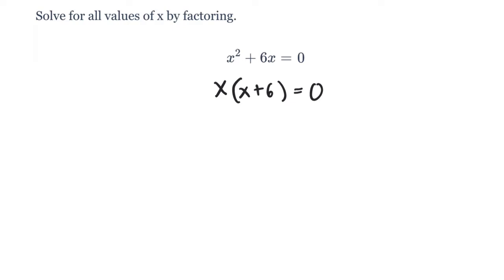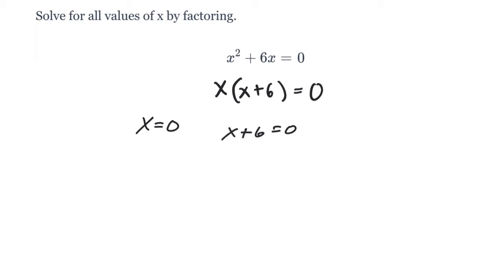That's completely factored now. I do have to do the part where I have to solve, but the factoring part's finished. To solve, all I have to do is look at my factors. I've got x, and then my other factor is x plus 6. I have to set each one of those equal to 0 to get my answers. Now, in this one, it's really easy because it's just an x. So x equals 0, that's one of my answers.